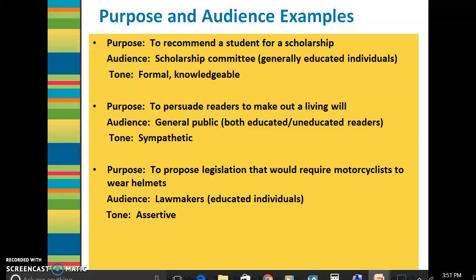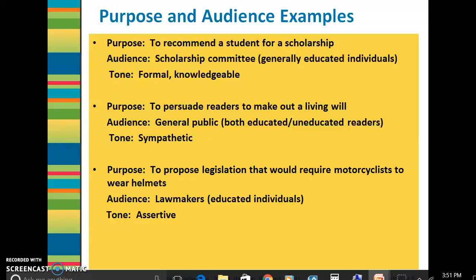The audience is generally the public. These will be educated people and many uneducated readers. And so you need to make sure that your message is clear and simple. You want to adopt a persuasive tone, and you want to be sympathetic to the reader, so that they will at least be sensitive and be listening and consider taking action on this important thing.